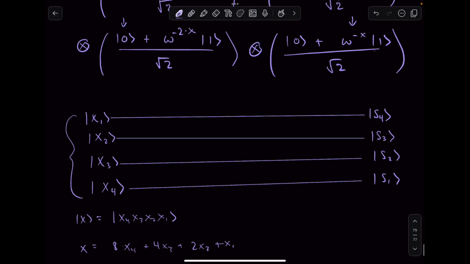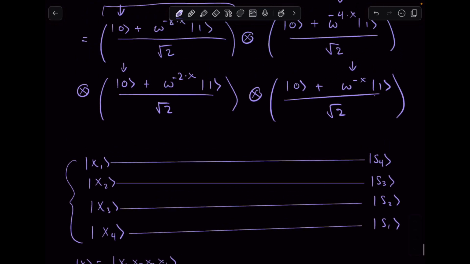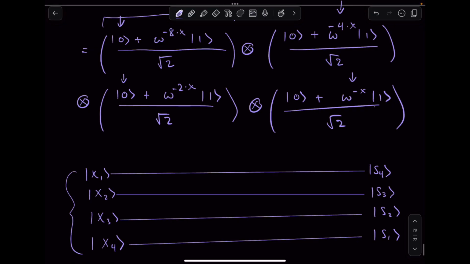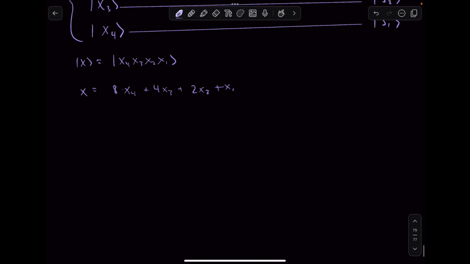So that might make you think that we might need 2 qubit gates connecting X1 to all the other qubits so that we can account for this full value of X. But it turns out we actually don't need to do that. And the reason why is very nice. It's because we actually only care about X's value mod 2. So this thing is, again, expanding in this notation, 8x4 plus 4x3 plus 2x2 plus x1.